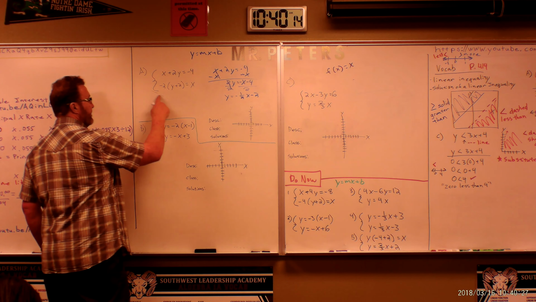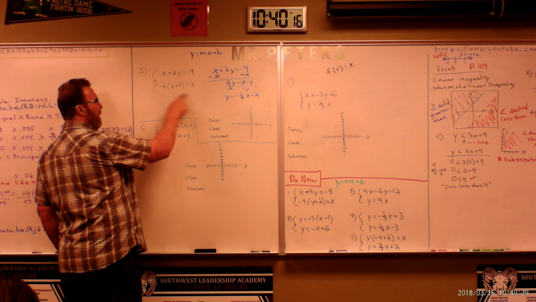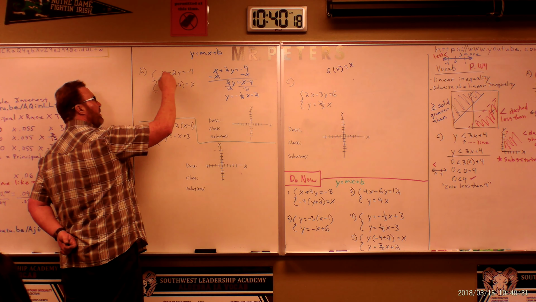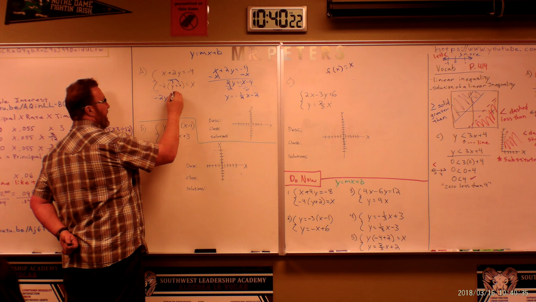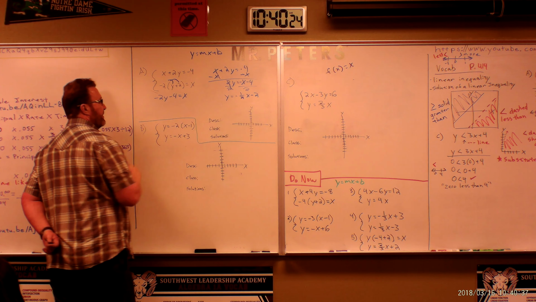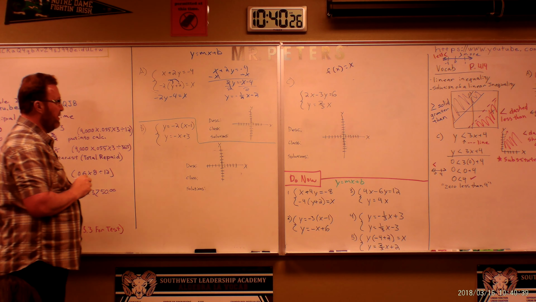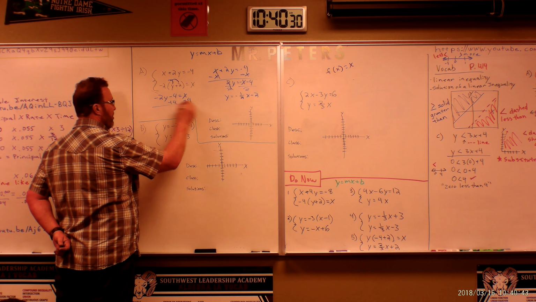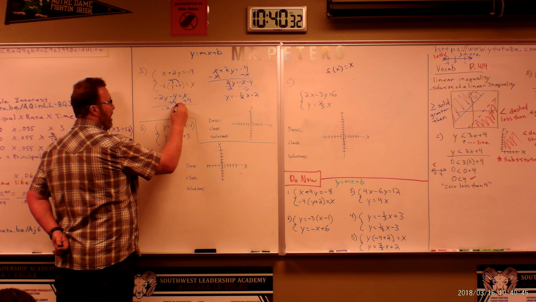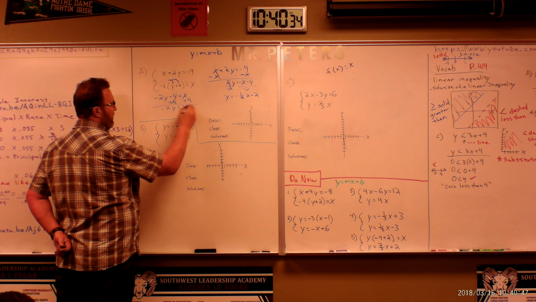Okay, let's solve this one now. How do I need to start this problem? Very good, I need to multiply these, right? So -2y, -4 equals x. Then what do I need to do? Yes, plus 4 both sides. -2y equals x plus 4.